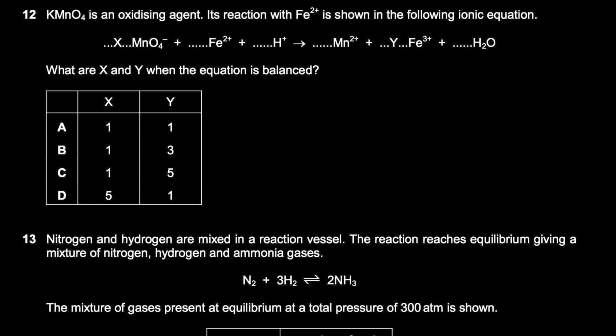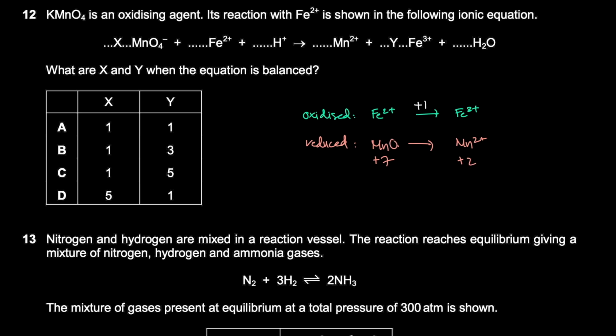So what we have here is this. We talk about what's being oxidized: Fe2+ is being oxidized to Fe3+, so that's a change of plus 1. And when we talk about what's being reduced, we have manganese going from plus 7 to plus 2, right?